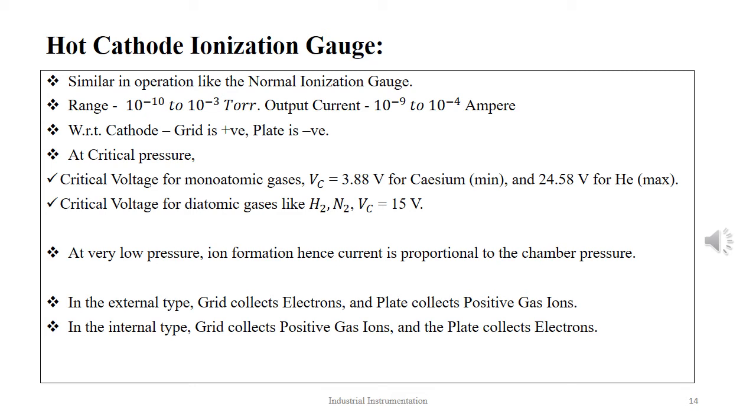At very low pressure, at a fixed accelerating potential, the number of positive ions formed is proportional to the chamber pressure. In the external type hot cathode, most of the positive ions are collected by the plate, which is external to the grid cathode system, while few positive ions are collected by the cathode. In the internal type, the plate acts as the electron collector, while the grid acts as the positive ion collector.